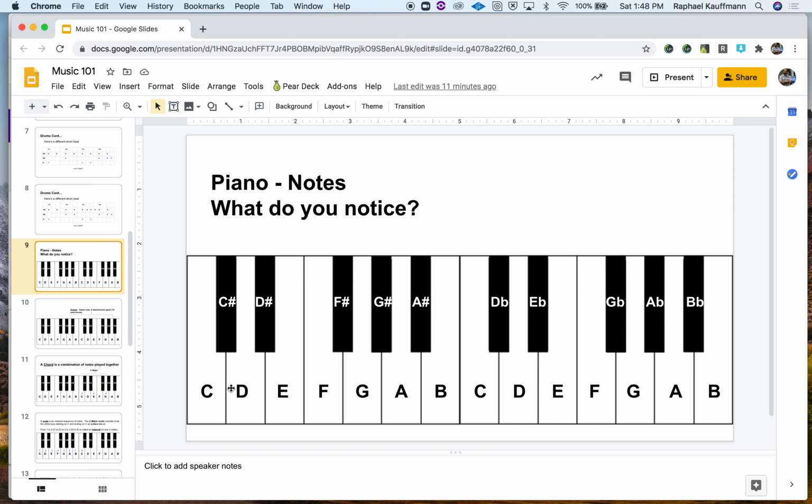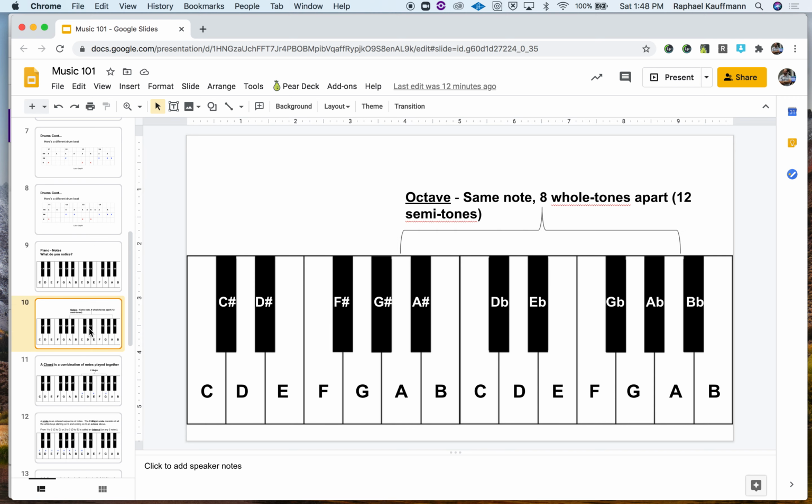Using C as the example, C here and C here are the exact same note, but they're higher in pitch. Or this one is higher in pitch than this one. And they're the exact same note, essentially doubling the frequency of the wave, but we don't need to get into that. What is that called? From A to A is called an octave.